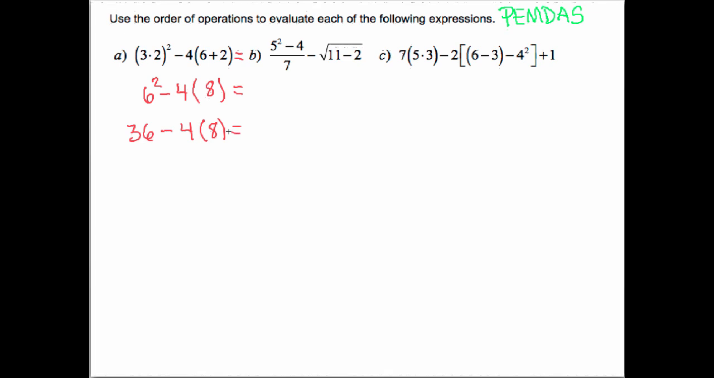And I want to make very sure to multiply before I subtract. So I'll go ahead and multiply 4 times 8, which is what? Which is 32, and 36 minus 32 is 4.